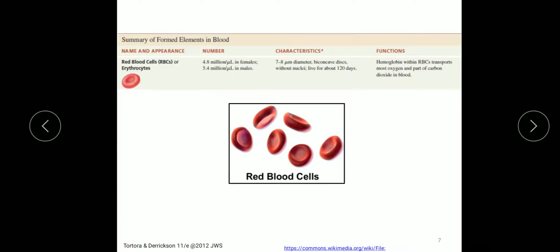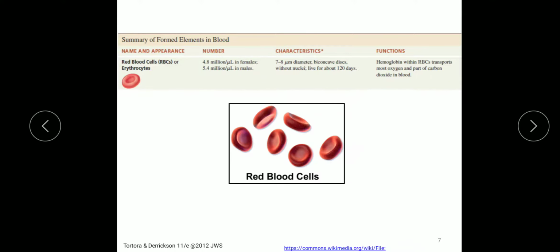RBCs lack a nucleus and other organelles and can neither reproduce nor carry out extensive metabolic activities. The cytosol of RBCs contains hemoglobin molecules. These are important molecules that are synthesized before the loss of the nucleus during RBC production and constitute about 33% of the cell's weight. RBCs live about 120 days. So, that is about RBCs.